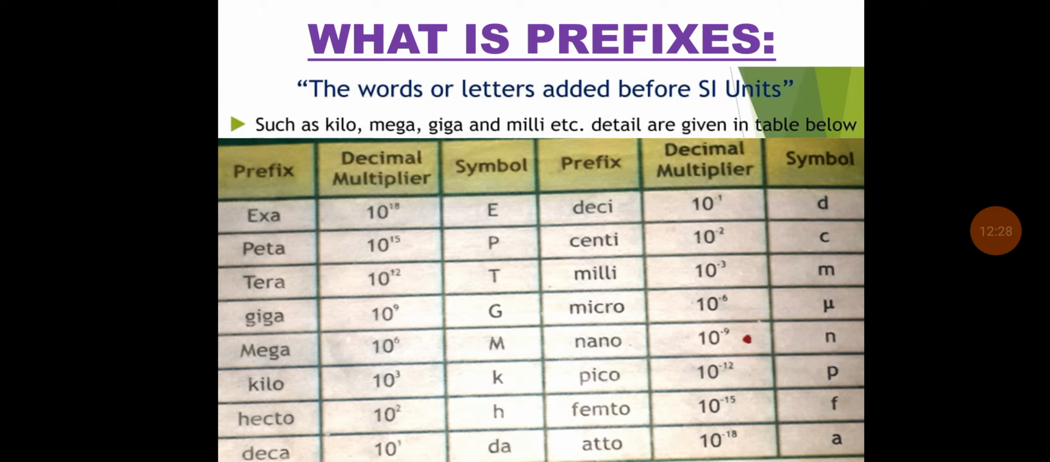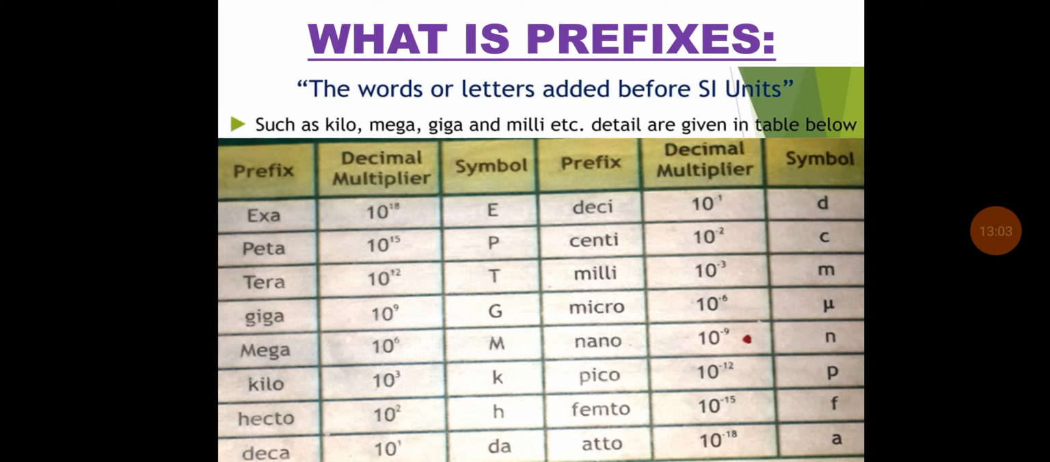Now, we have a table in which we show the prefixes, the words or letters added before an SI unit: kilo, mega, giga and milli. The detail is given in the table: exa 10 power 18 represented by E, peta 10 power 15 capital P, tera 10 power 12 capital T, giga 10 power 9 capital G, mega 10 power 6 capital M, kilo 10 power 3, hecto 10 power 2, deca 10 power 1.